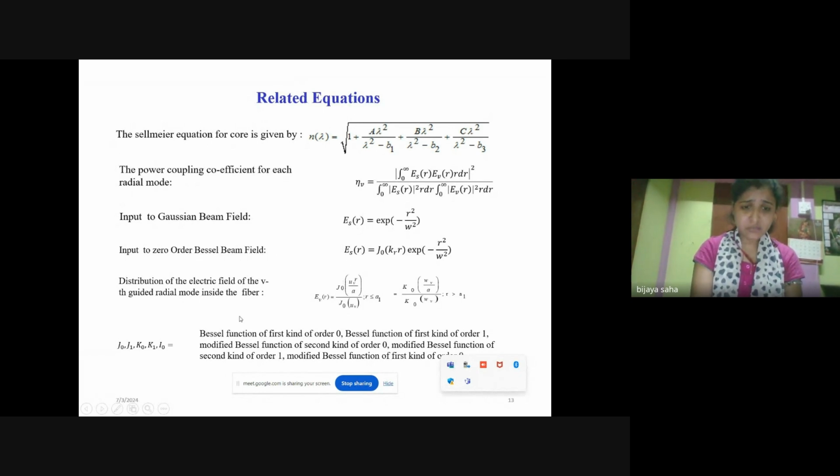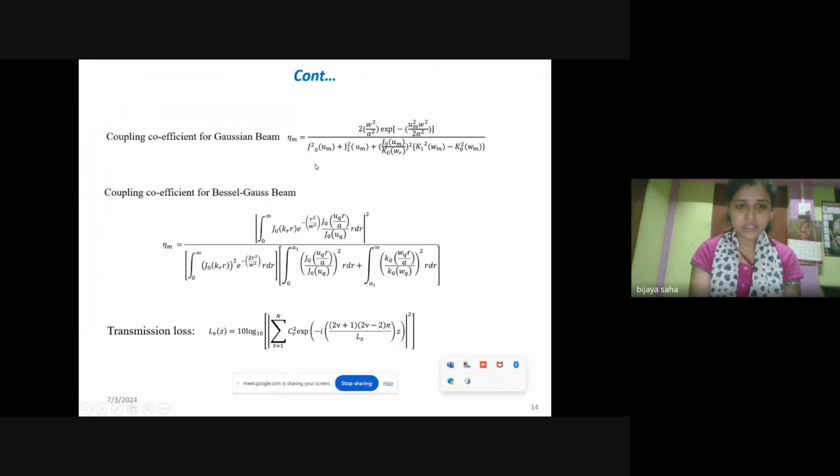Now the distribution of the electric field for the guided radial mode inside the fiber is obtained by using this equation. Here, J0 and J1 represent the Bessel function of the first kind of order 0 and 1 respectively, and K0 and K1 represent the modified Bessel function of the second kind of order 0 and 1 respectively. I0 represents the modified Bessel function of the first kind of order 0. Now the coupling coefficient for the second layer, when the input is a Gaussian beam, is obtained by this equation, and the coupling coefficient for the Bessel Gauss beam for the two layer structure is obtained by this equation. Now transmission loss is obtained by this equation.